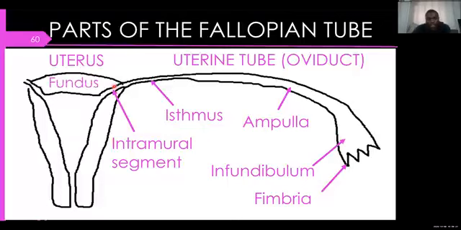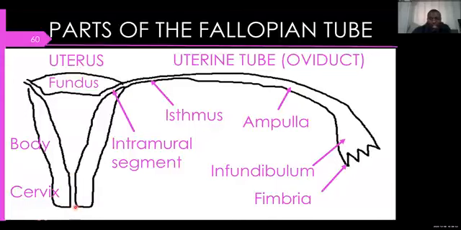How about parts of the uterus? This upper part of the uterus is what we call the fundus of the uterus. This is the body of the uterus, and this is the cervix. This region here is what we call the endometrial cavity. This region here is what we call the cervical canal.